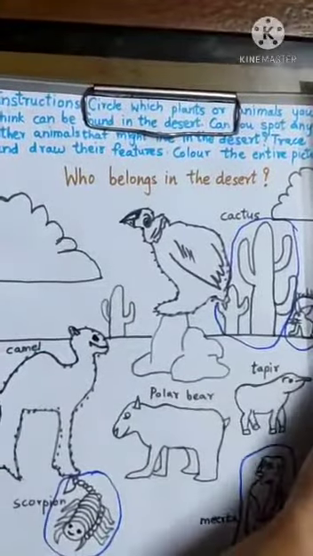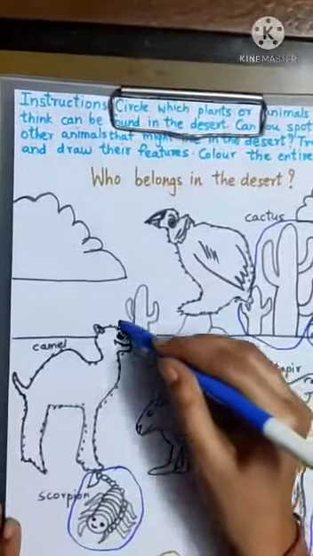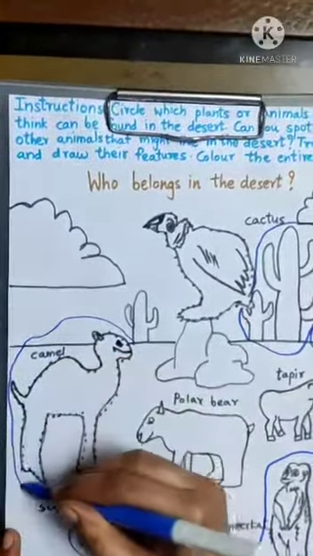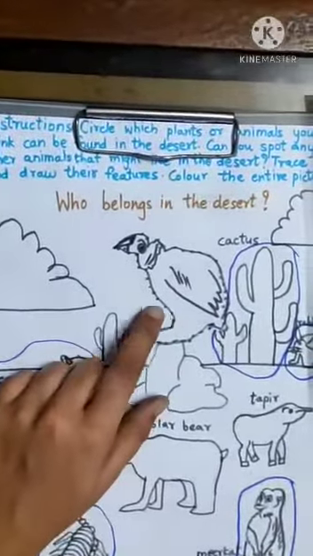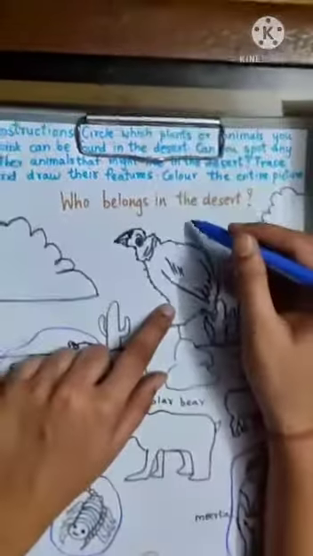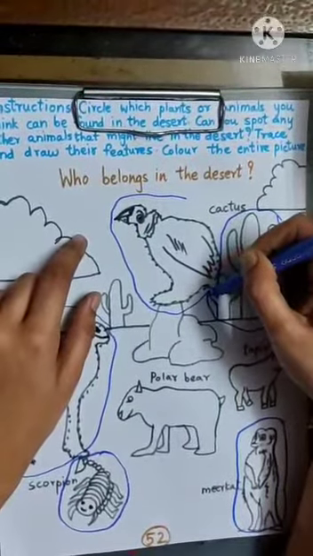We all know the camel is called sheep of desert. That means it lives in desert. So we are going to circle this picture of camel. And vultures can survive in grasslands and deserts. So we are going to circle this picture also.